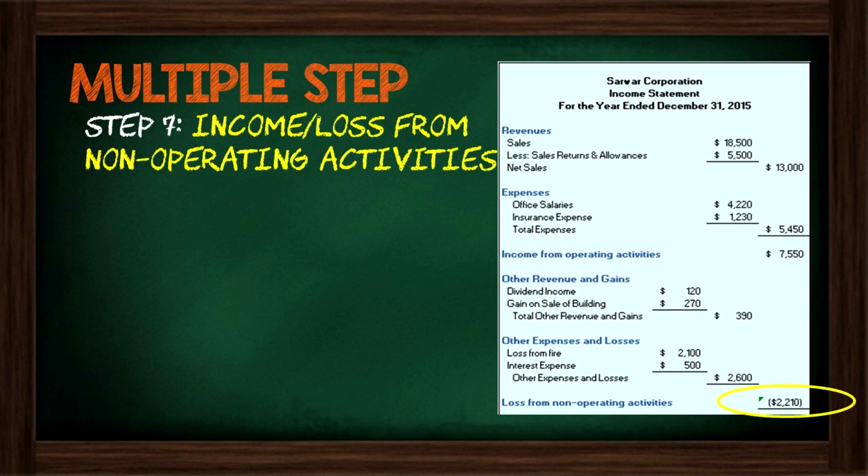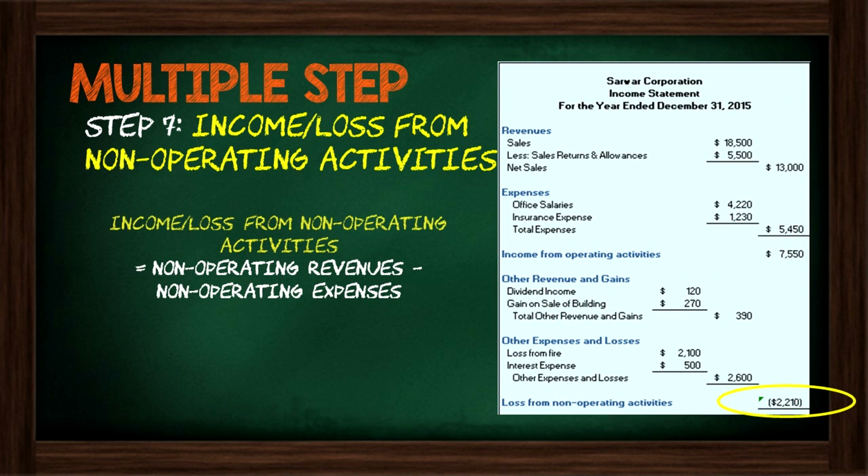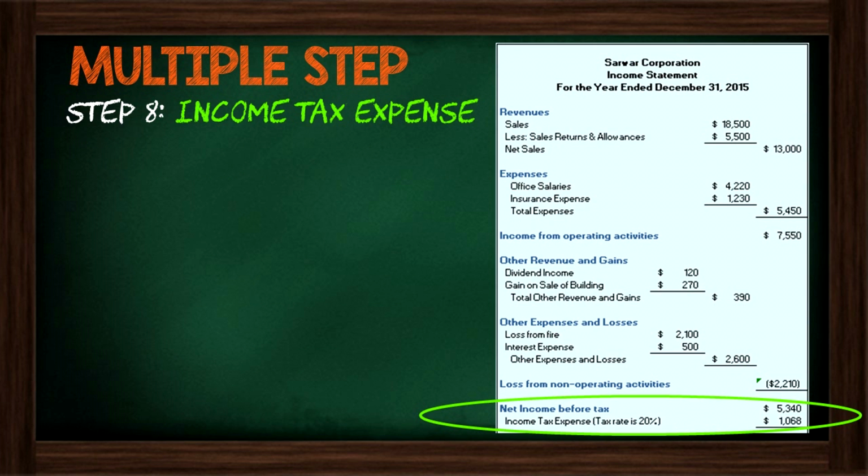Similar to how we calculated our income from operating activities above, the next step is just to record our income or loss from our non-operating activities. So we just take our total non-operating revenues subtracted by our total non-operating expenses. So our total non-operating revenues, or you could call it total other revenues and gains, is $390 subtracted by our total other expenses and losses, gives us a loss from non-operating activities of $2,210.